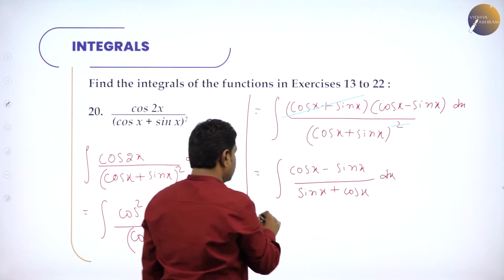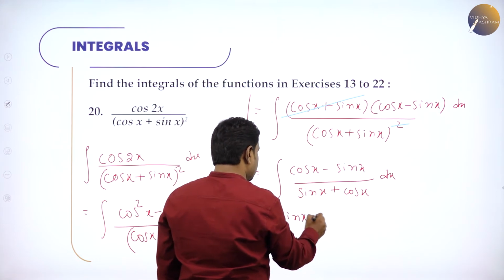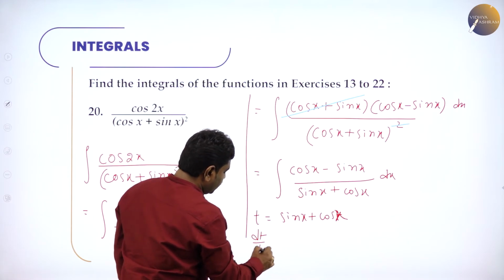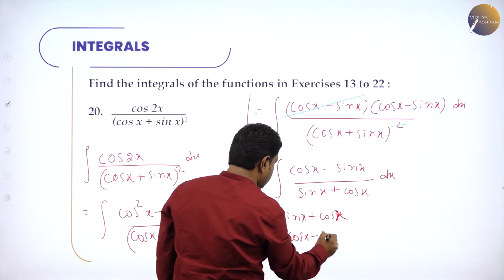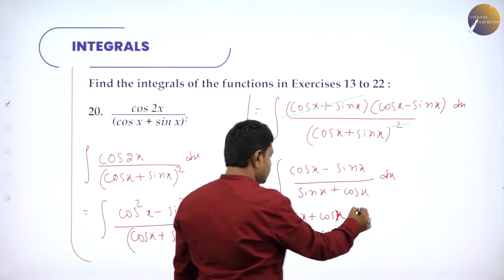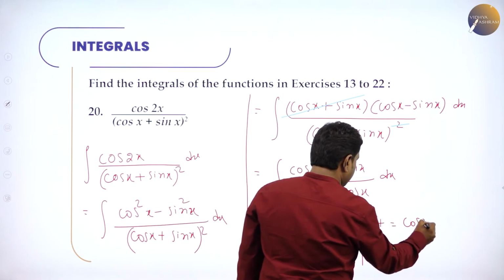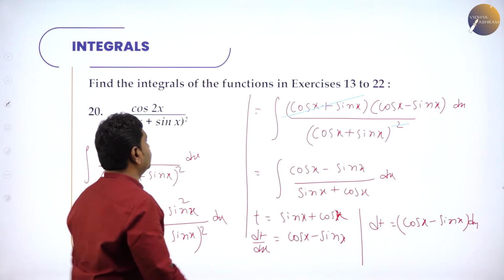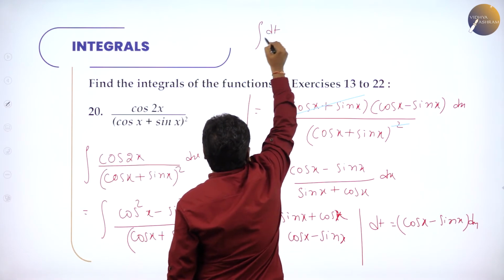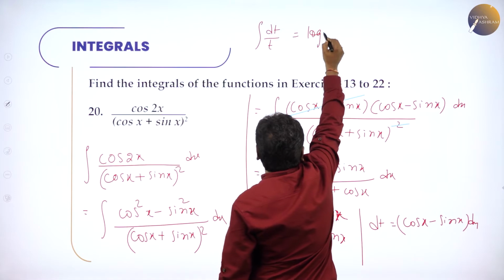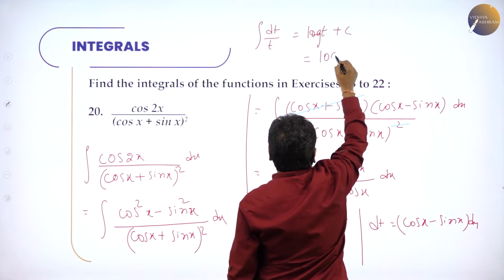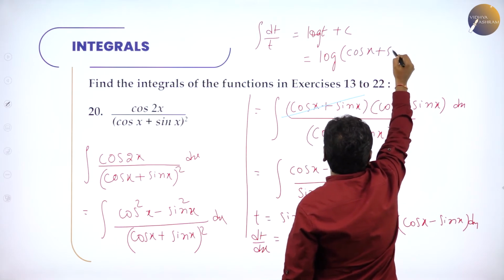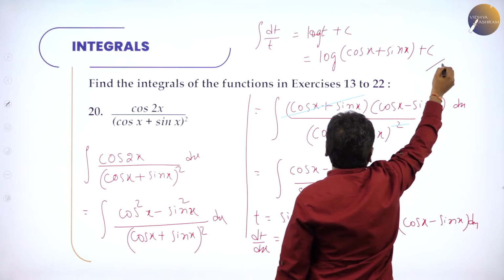Why? Because if I take t as the denominator, t is equal to sin x plus cos x. Differentiate, you will get the numerator. So now do dt by dx. The derivative of sin x is cos x, the derivative of cos x is minus sin x, and we got cos x minus sin x. Further, dt becomes exactly cos x minus sin x dx. Now do the substitution and get the answer. The given problem I can write as dt divided by t. All of you know integration of dt by t is log t plus c, that is log of t, where t is the denominator, cos x plus sin x or sin x plus cos x, plus c.